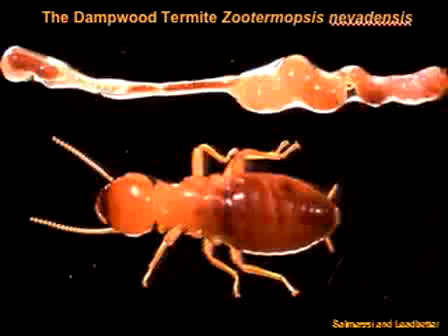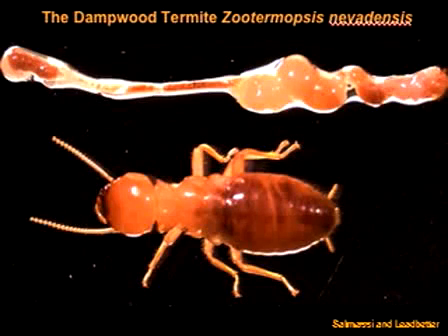Today we're going to focus on one species of termite in particular called Zootermopsis nevadensis. This is a California dampwood termite collected locally here, and it's a rather large species, which makes it pretty easy to do the dissections and extractions from.